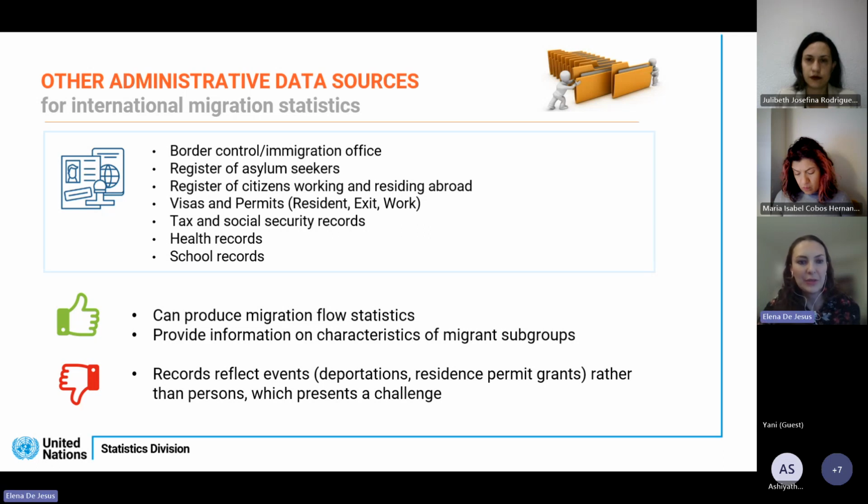And of course, one challenge with admin data is that it generally captures events rather than persons. So, for example, the same person could get different permits when they're changing their status in the country, and that would come up as different instances or different events, but it's the same person, and so it's a challenge to reconcile those two.